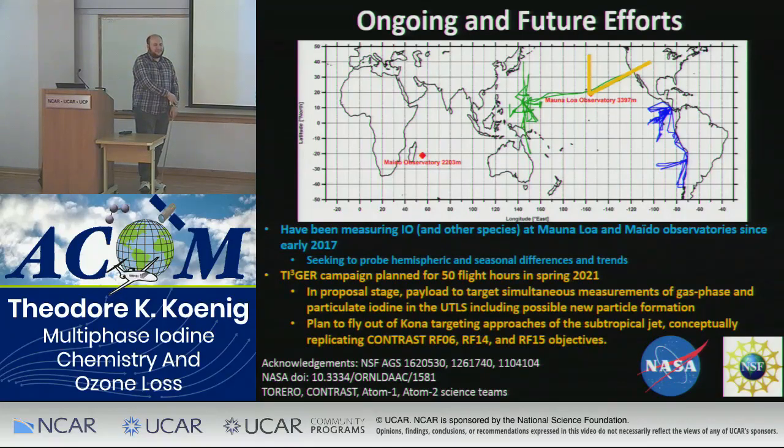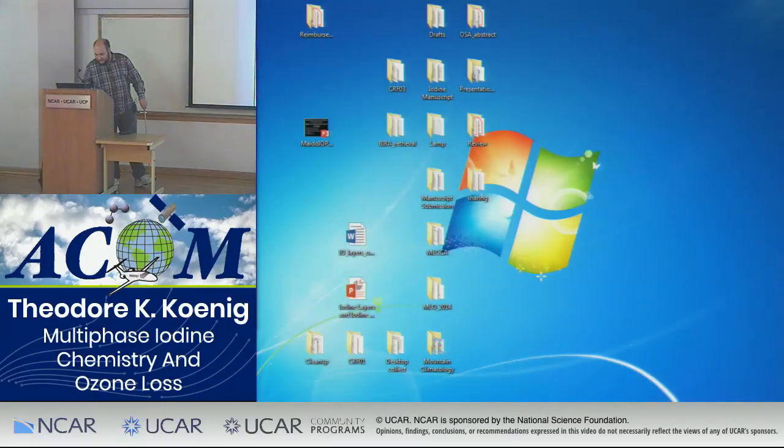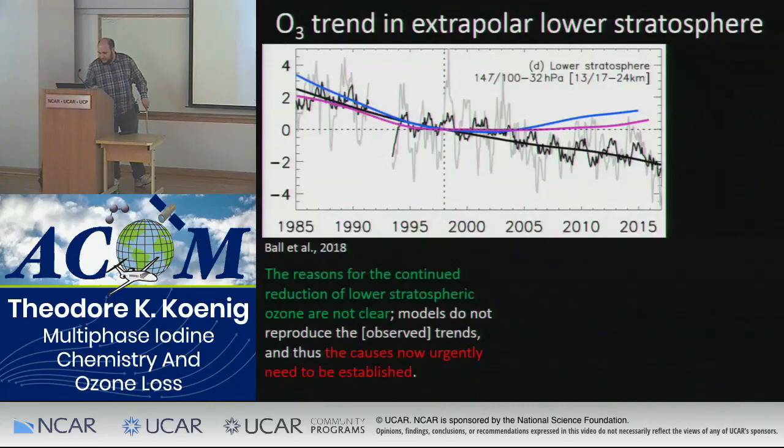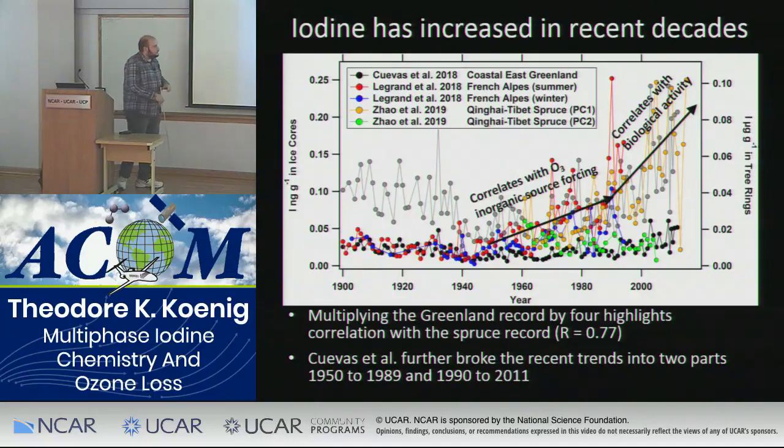Another question is, in one slide you showed the long-term trend of iodide from ice cores. You mentioned that a later trend is driven by the change in biogeochemical activities. If that's the case, I would expect some sort of seasonal variation. Do you see that in this data set at all?